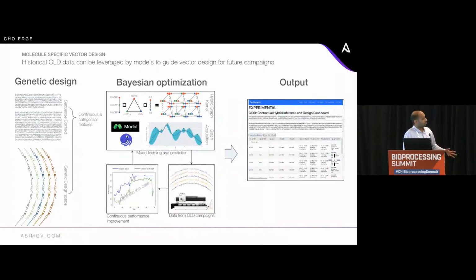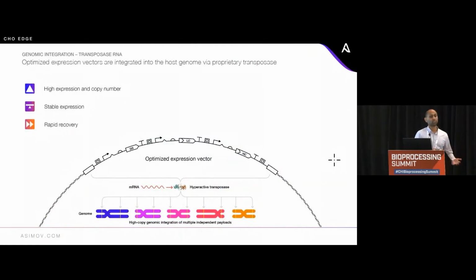And so that's vector design. Hopefully I have convinced you a little bit that you can make vector design very quantitative and use models to guide that. Now, we heard a lot about integration technology. We use a transposase for integration. I think there are a lot of benefits for site-specific versus transposase, and I'm happy to debate or have a discussion about that.